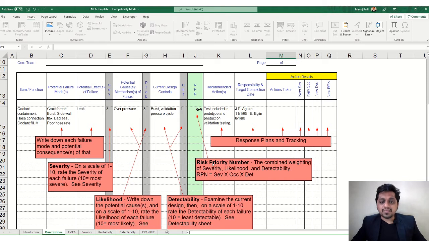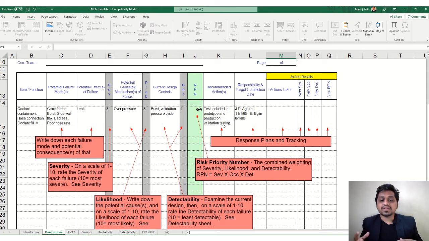So the RPN, the risk priority number, is the combined weightage of all these things. We are multiplying the severity, probability and detectability. Here you could see 8 into 8 into 1, that is 64. So that is my risk priority number. This is a very important number. We have arrived at this number, right? So if this number is very high, you should give it importance.